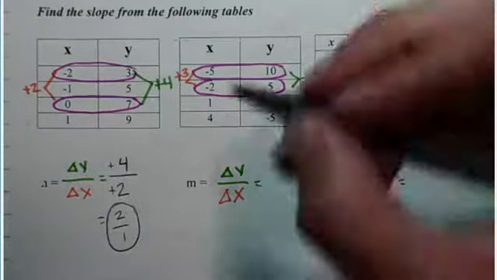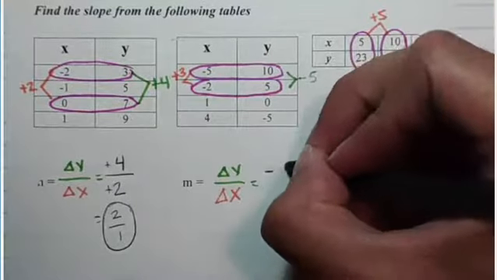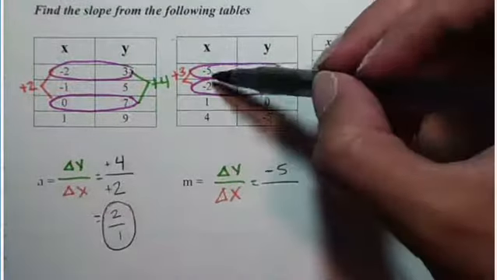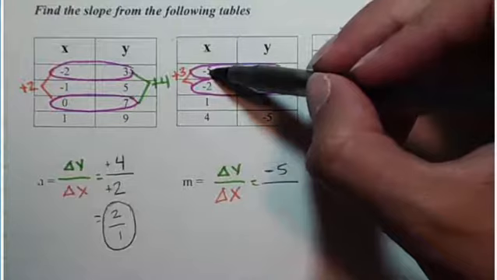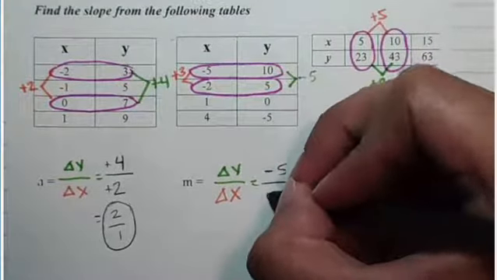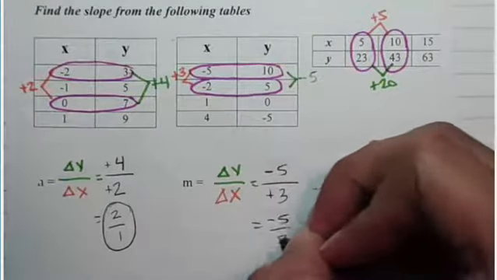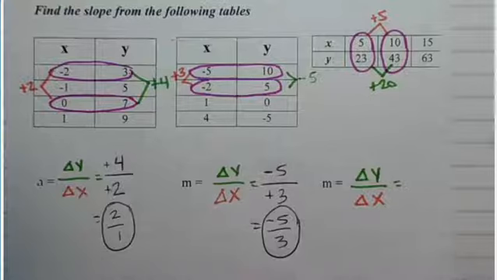The next one, change in the y values. From 10 to 5, I went down 5. X values, negative 5 to a negative 2 is a positive 3. So I'm left over with just negative 5/3 as the slope for the second table.